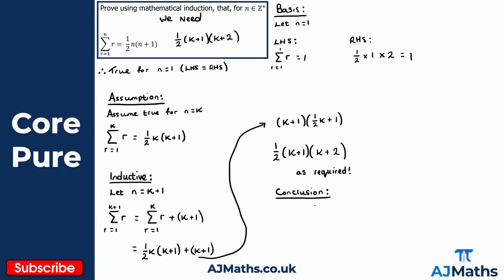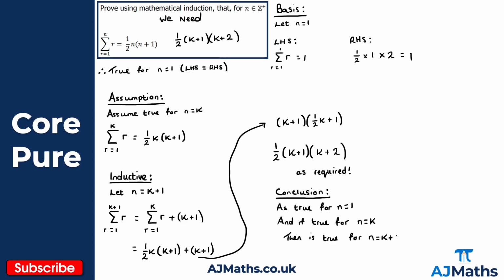So what are we looking to say here? Well, we know that it's true for n equals 1. We proved that here in the basis step. So as it's true for n equals 1, and if it's true for n equals k, then this must be true for n equals k plus 1.